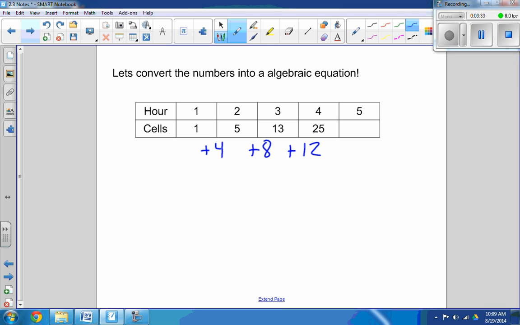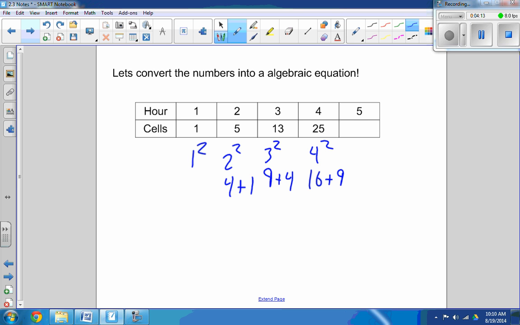Let's think about things in terms of increasing exponentially. So I'm going to put this in some thoughts of some squares. 1 squared is 1. Okay, that works. 2 squared is 4. So 4 plus 1 gives me 5. 3 squared, well, that's 9. 9 plus 4 gives me 13. Okay. 4 squared gives me 16. 16 plus 9 gives me 25.